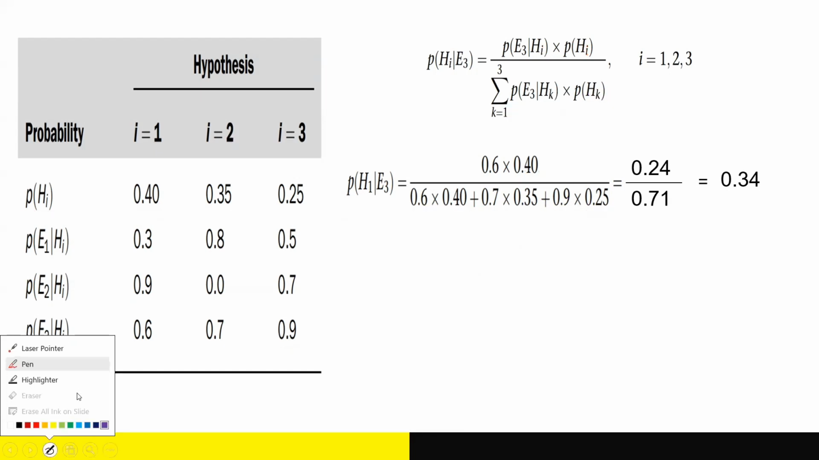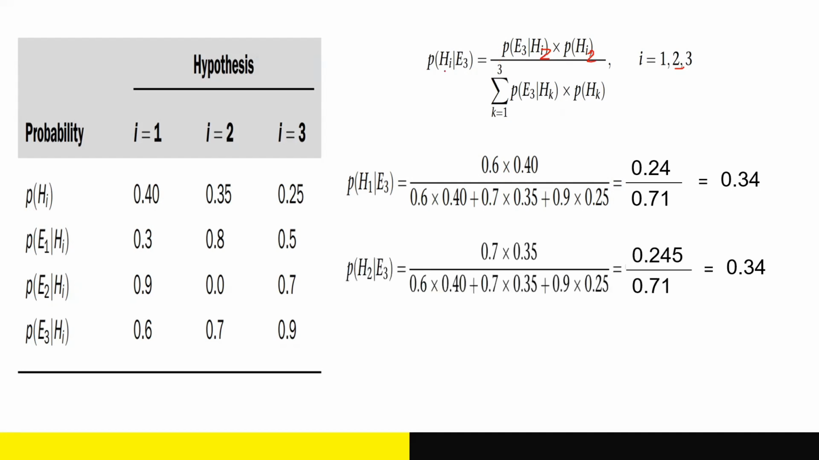Our i is now equal to 2. So the probability of hypothesis 2 given evidence 3: the probability of evidence 3 given hypothesis 2 is 0.7, and the probability of hypothesis 2 is 0.35. If we multiply, the product is 0.245. And then we just copy the denominator, since the process is the same as before. So 0.245 divided by 0.71, the answer is 0.34. And then our i is now 3.